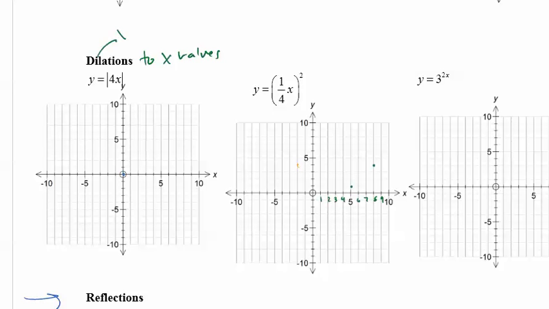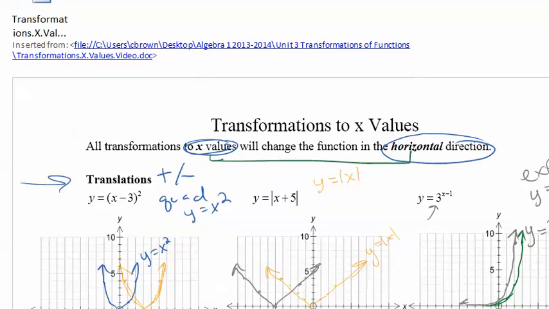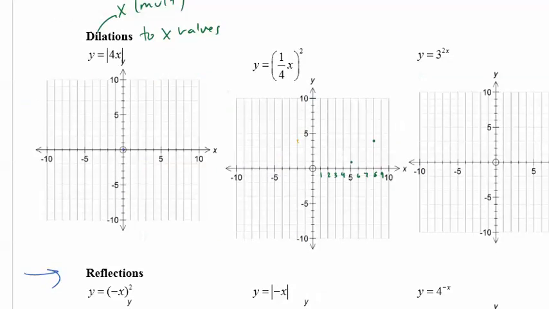In this video we're going to be talking about dilations to x values. A dilation tells us to multiply, so that means we're multiplying something by a value, and that something is usually the x. And remember from the translations video, if you watch that, that anything that we do to the x values is going to result in some change in the horizontal direction. So our change is going to be a horizontal change.